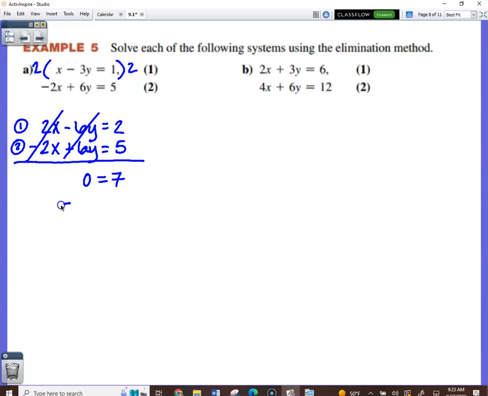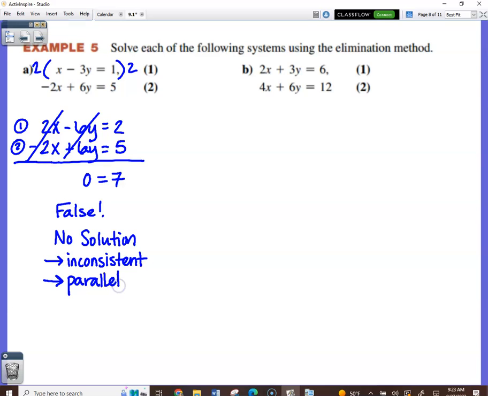False. Since this is false, it means no solution. Which means, what type of lines? It is inconsistent because we have what type of lines on the graph? They never cross. Inconsistent, no common points, so they are parallel. However, that means there's still two totally different lines.